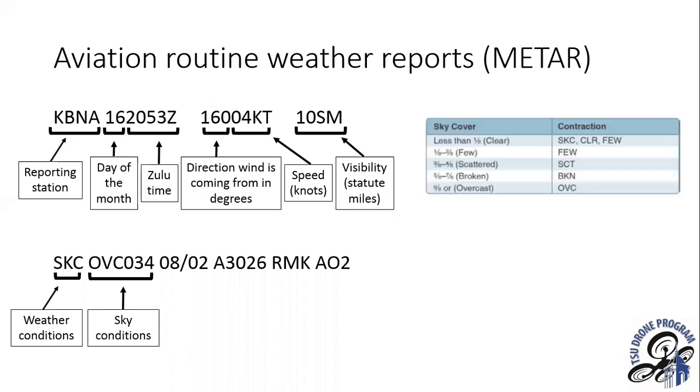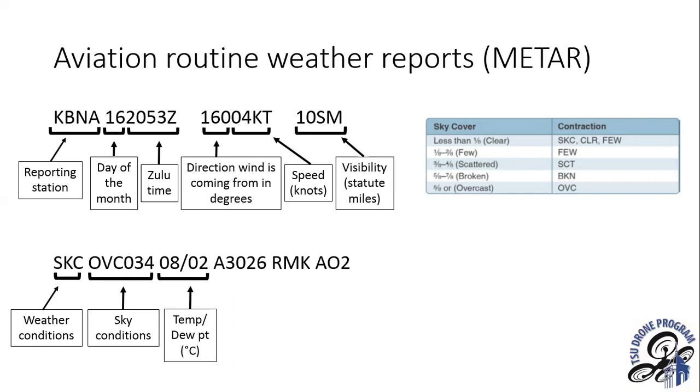Coming back to this, the next section is the sky conditions. This is where we can identify that ceiling. I talked about how overcast and broken clouds are our ceiling, and if you remember, we have to stay 500 feet below that. In this METAR, we've got overcast clouds at 3,400 feet. We take the 034 and change that into 3,400 feet. And that's in AGL, so that's above ground level.